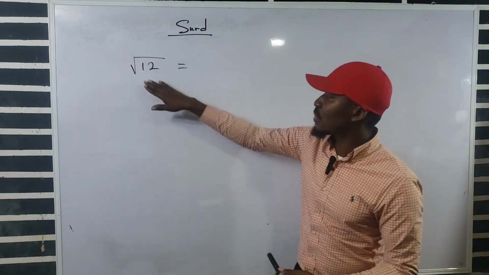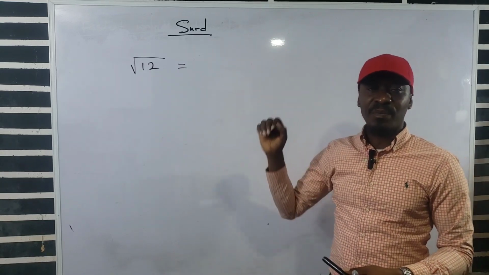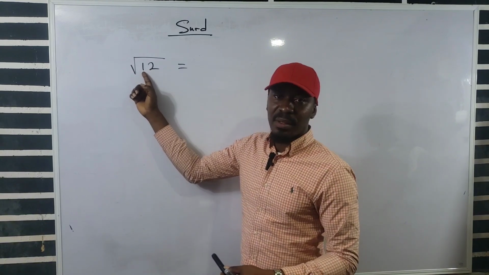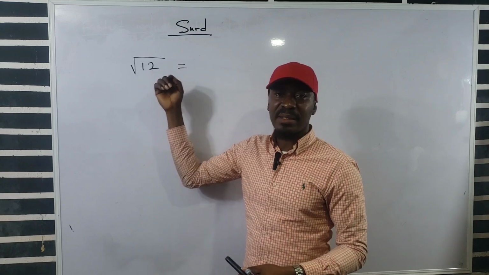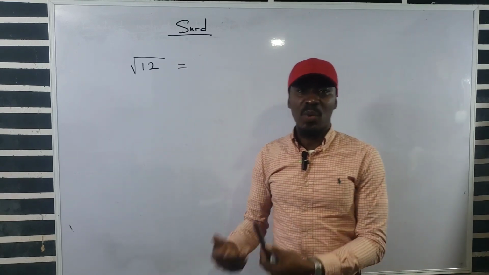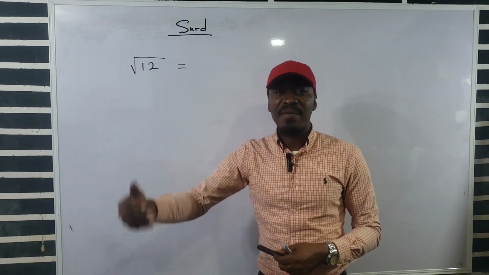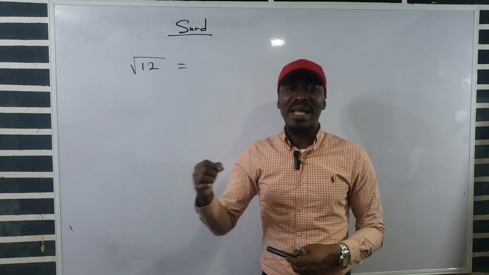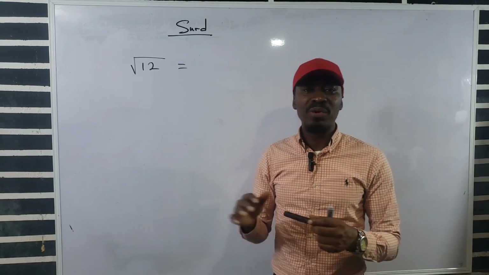Now, whenever you want to move from a single form to a basic form, you have to look for a perfect square that is a factor of the number in the square root. It's not just a perfect square that you'll be looking for. You'll be looking for the biggest, or the largest, perfect square that is a factor of that number. That's what you will need.